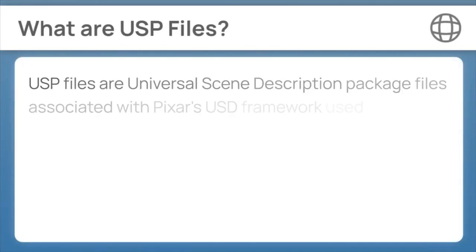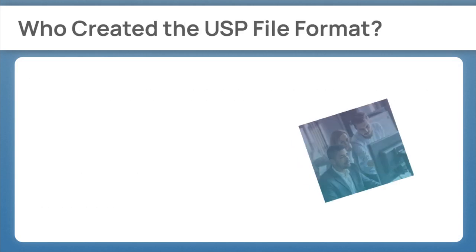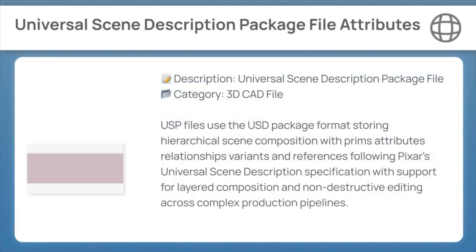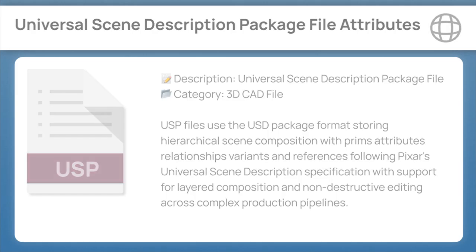USP files are universal scene description package files associated with Pixar's USD framework, used in 3D animation and visual effects pipelines. They package scene composition data, including geometry, materials, lights, cameras, and animation into portable archives for collaborative production workflows. USP files use the USD package format, storing hierarchical scene composition with prims, attributes, relationships, variants, and references, following Pixar's universal scene description specification, with support for layered composition and non-destructive editing across complex production pipelines.